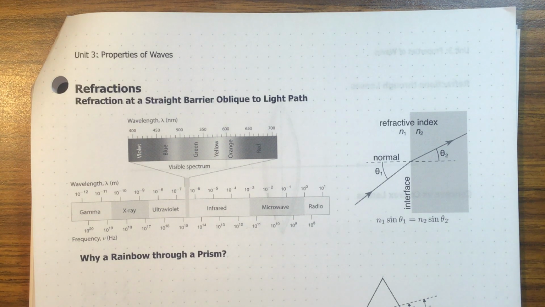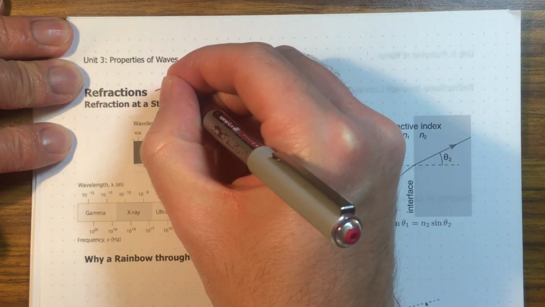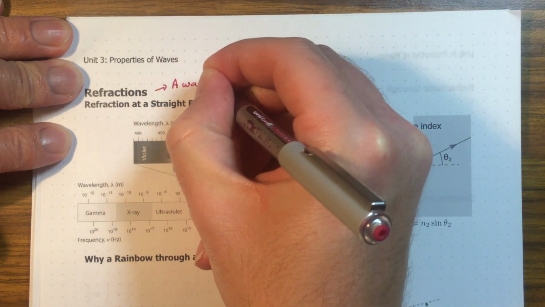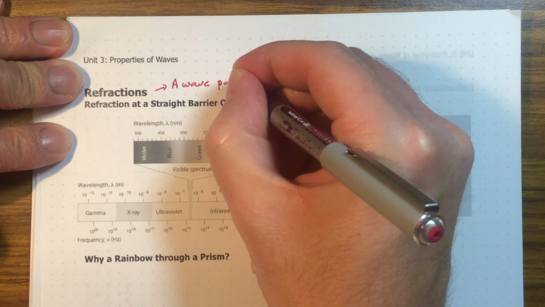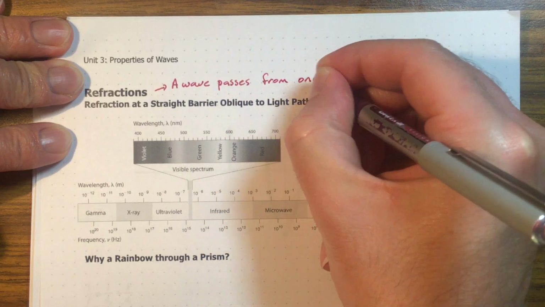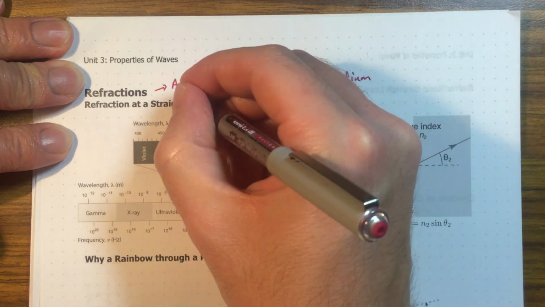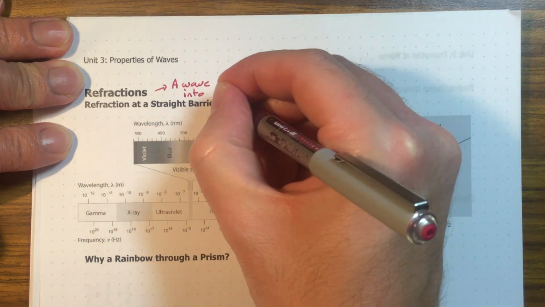Let's take a look at refractions. Refractions are quite important. A refraction is what happens when a wave passes from one medium into another.